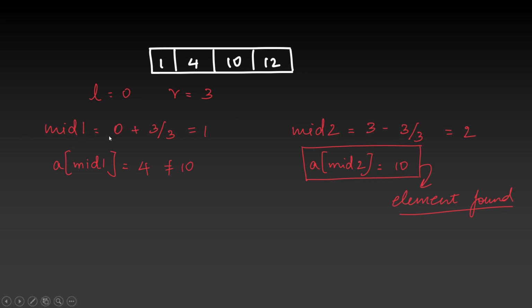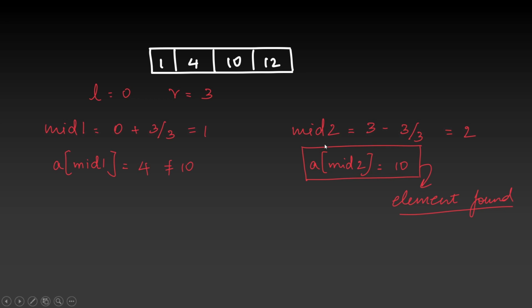Mid 1 is left plus (right minus left) by 3, which is 0 plus (3 minus 0) by 3. 3 by 3 is 1, and 0 plus 1 is 1. So we have mid 1 to be 1.